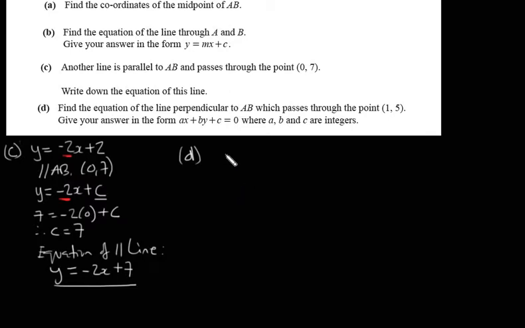In part D, we use the same equation which we found in part B, y is equal to minus 2x plus 2. And now a line is perpendicular to this line which passes through point (1, 5). So perpendicular to line AB passes through point (1, 5). So again we need to find the slope of this perpendicular line, and the slopes of perpendicular lines are negative reciprocals of each other.